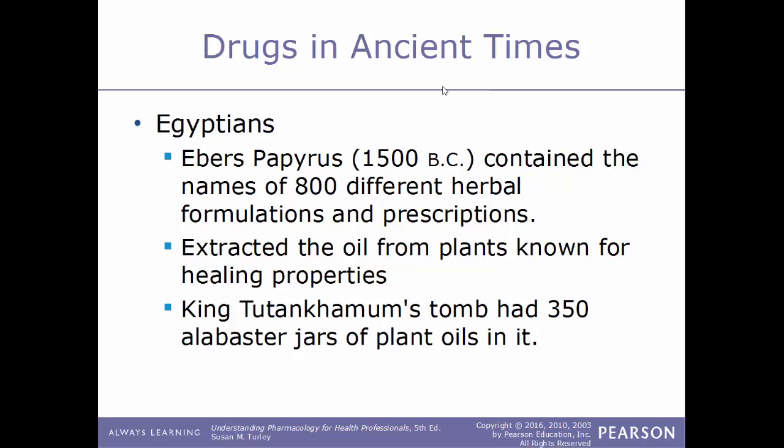It also described the use of extracted oil from plants for various healing properties. And even in King Tut's tomb, he had over 350 alabaster jars with plant oils inside them. So this papyrus is a very important piece of medical and pharmacology history.